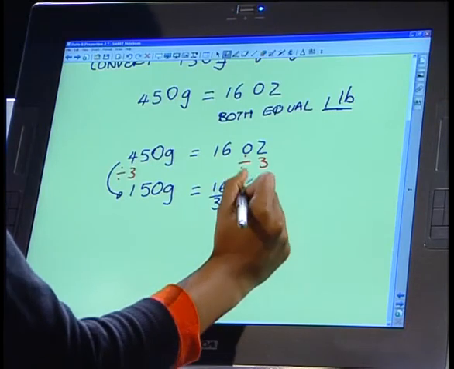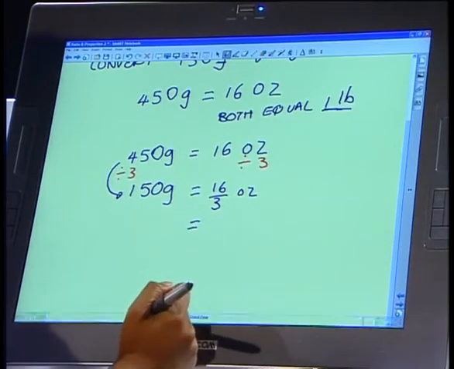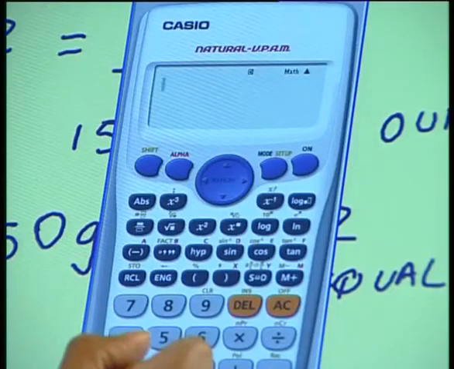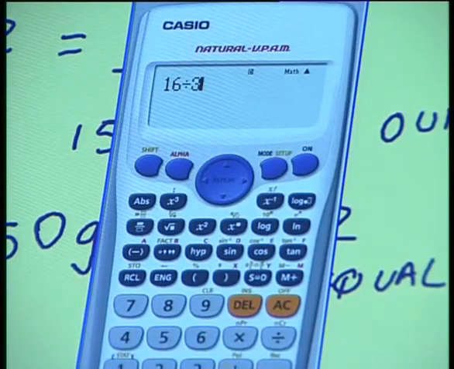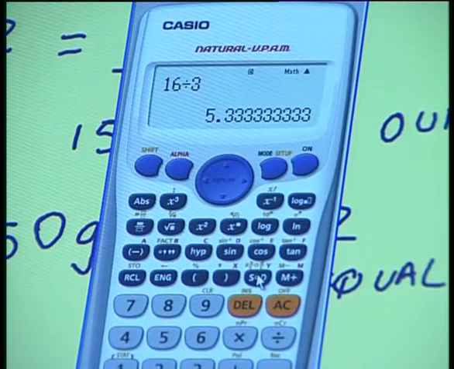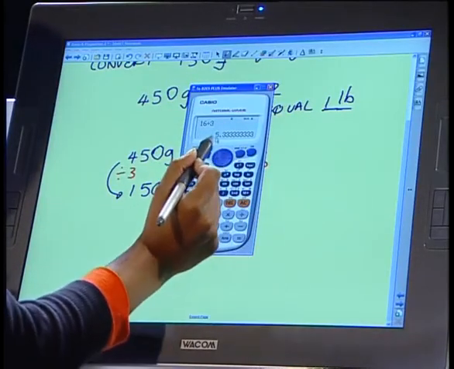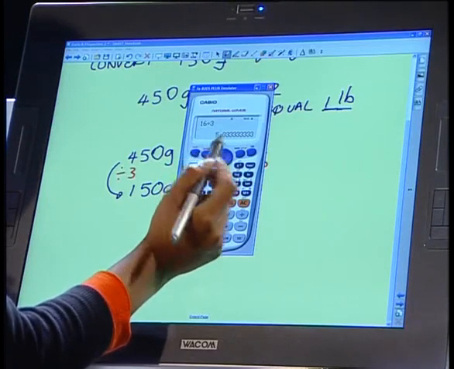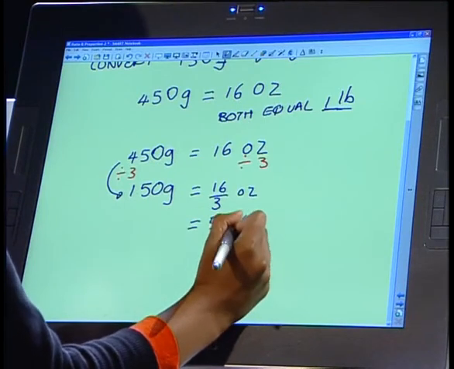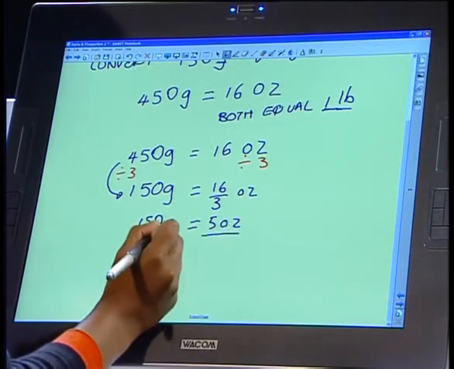Okay, we can't leave it like this, remember guys, because they said they wanted it to the nearest ounce. So we're going to have to use our calculator here just to help us with the fractional bit. We want to know what 16 divided by 3 is. And the answer is 5,3 recurring. But because they said to the nearest ounce, we just have to round it to 5. Okay, so this is just going to be 5 ounces. So 150 grams is exactly the same as 5 ounces.